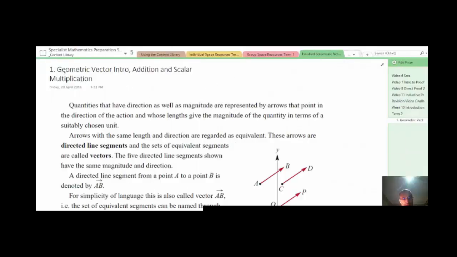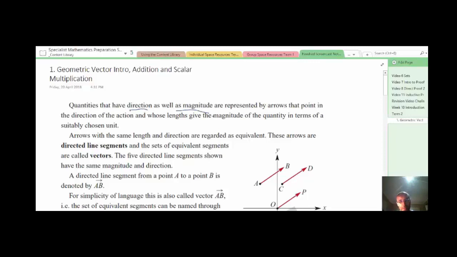This video is about geometric vectors, an introduction, and two applications, addition and scalar multiplication. We've seen in our previous introductory work that there's a difference between scalar and vector quantities. Quantities that have both direction as well as magnitude can be represented by arrows if we draw them, and basically these are called vector quantities. On paper or on a screen, they are geometrically drawn as directed line segments.